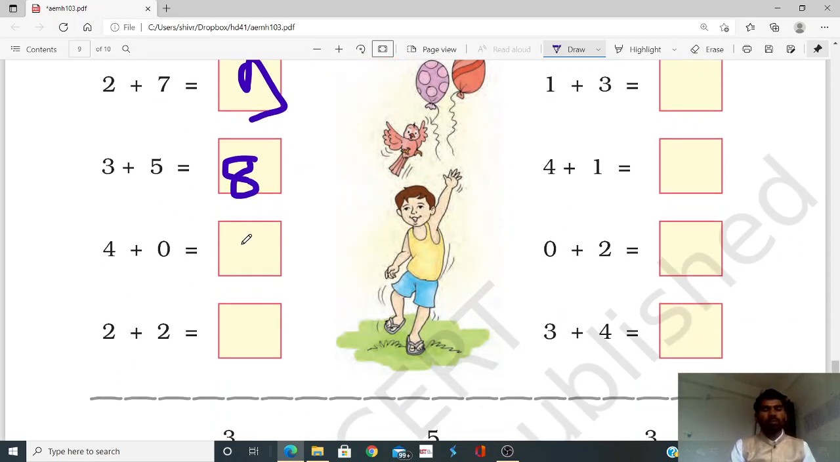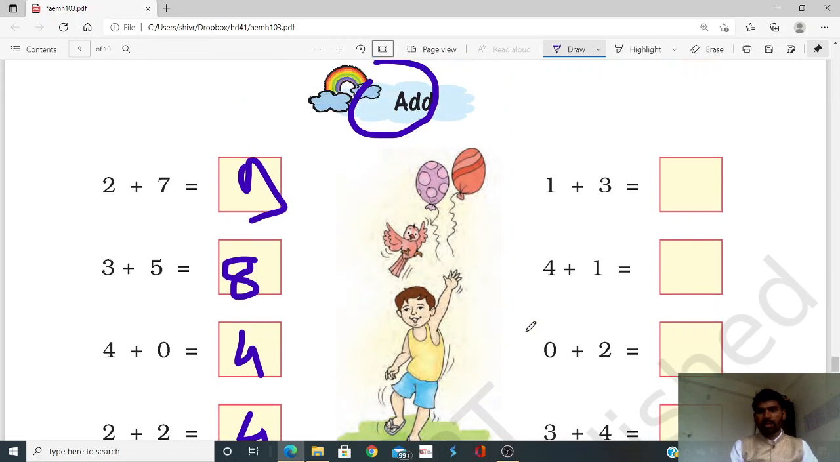Okay. Now, these are my two hands. In this hand we have 4 numbers, but in this hand nothing, means 4 plus 0 is equal to 4. How many? 4. Okay, 4. 2 plus 2 is equal to 4. When we add together, we will get 4 fingers. 1, 2, 3, 4. Means our answer will be 4.